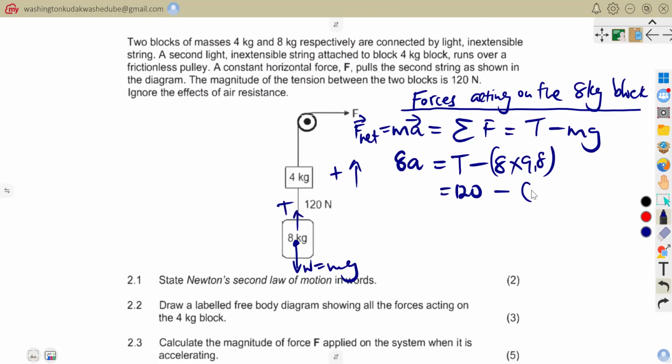It is going to be equal to what? 79.2. And then this side I've got 8a. If I now want to make a the subject of the formula, I would divide by 8 throughout, because that is the only unknown that I have here, so that my acceleration of these bodies, when they are now accelerating, will be equal to what? I would say that divided by 8.